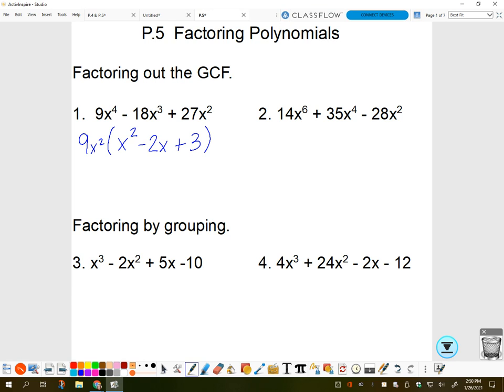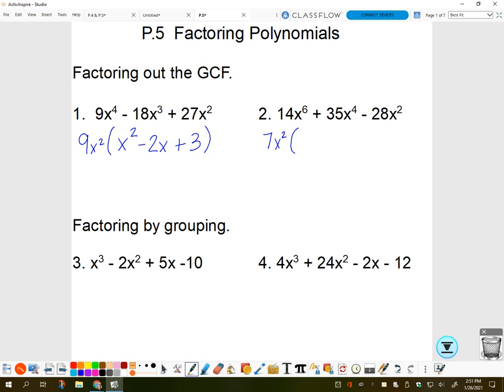All right, so number 2, you've got a 14, a 35, and a 28. Those three numbers are all divisible by 7. You have an x to the 6th, an x to the 4th, and an x squared. So again, the smallest number of x's we have is 2. If this had been an x to the 3rd, we would have taken out 3 here, but we're going to just divide out x squared. All right, so your GCF is 7x squared.